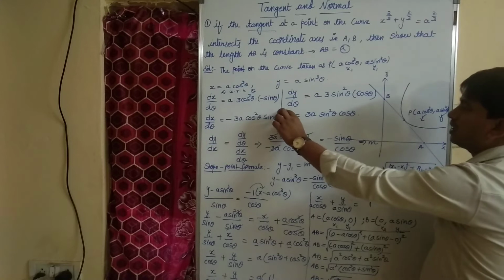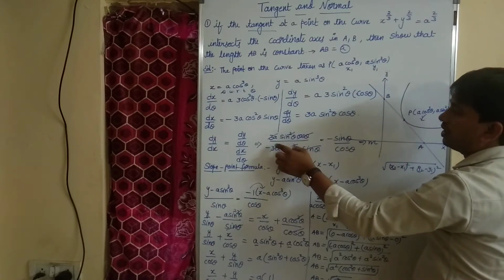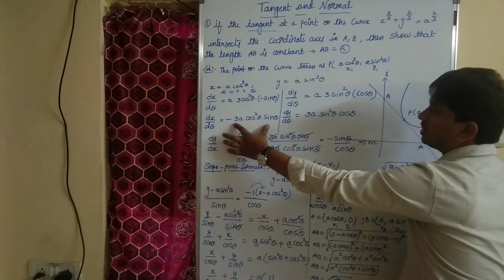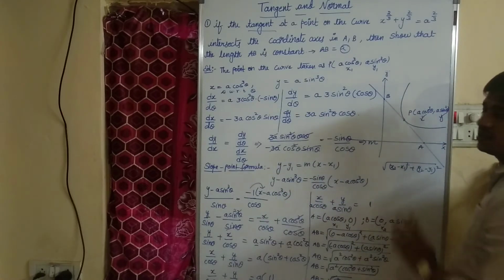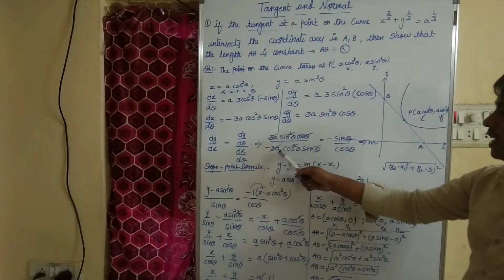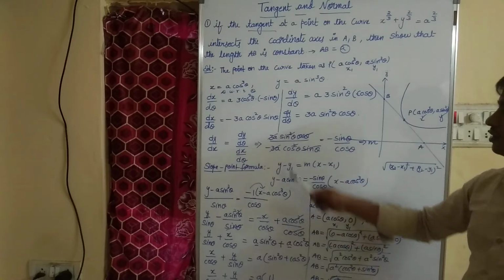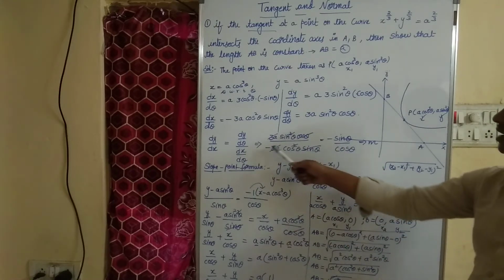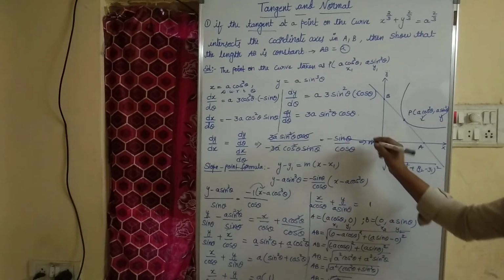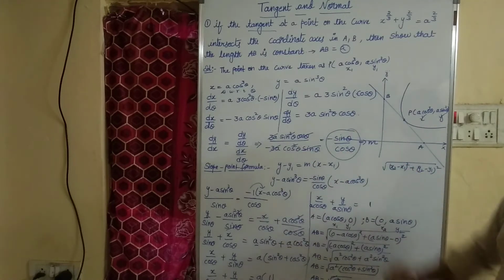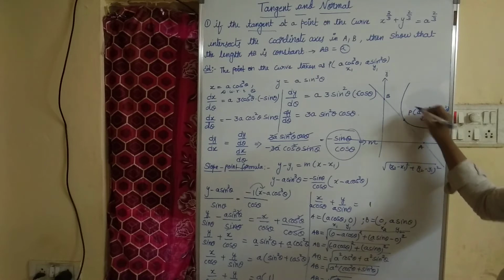What is dy by d theta? 3a sin square theta cos theta, divided by what is dx by d theta? Minus 3a cos square theta sin theta. 3a cancels, sin theta cancels, cos theta cancels. We have minus sin theta by cos theta. So this is our slope m and this is our point.